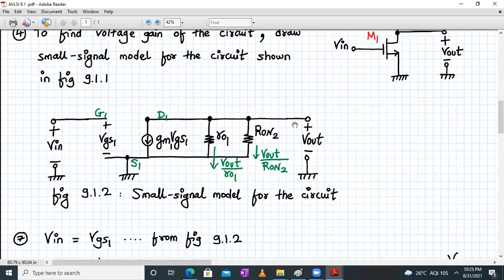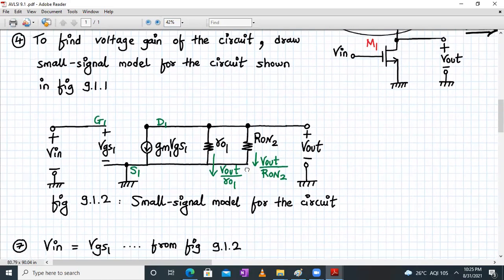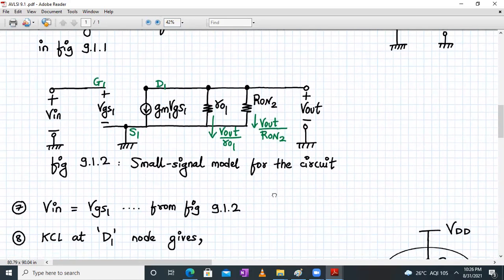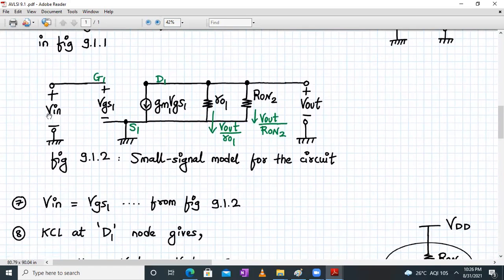Okay, so we have to determine the expression of Vout upon Vin. So let's start. I think we have done this kind of derivation many times, so we'll be a little quick over here. Your Vout is across Ron2 and ro1 in parallel. So the current flowing through Ron2 will be Vout upon Ron2, and the current flowing through ro1 will be Vout upon ro1, right? And now we observe that Vin is equal to Vgs1, right? Now we apply KCL at the drain 1 node, right?